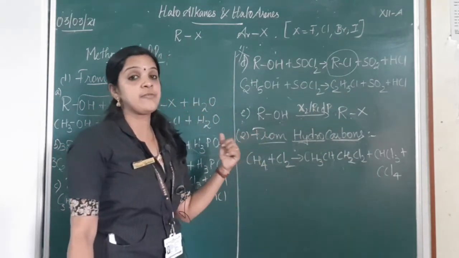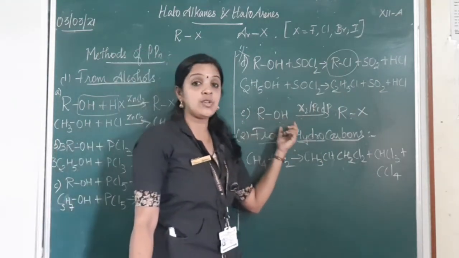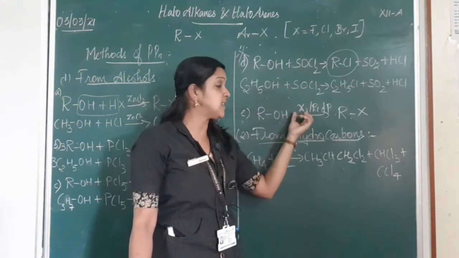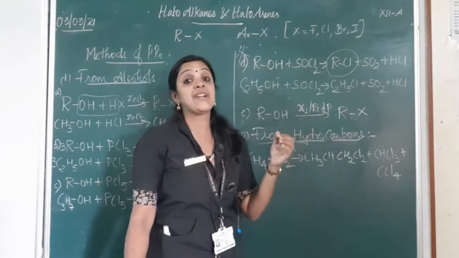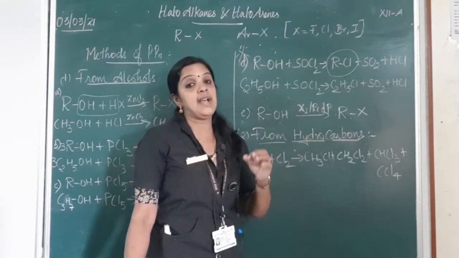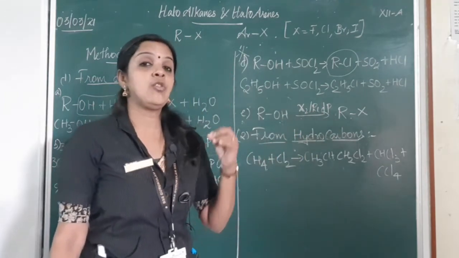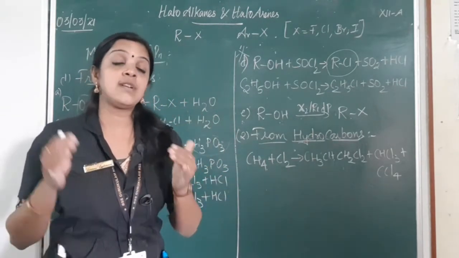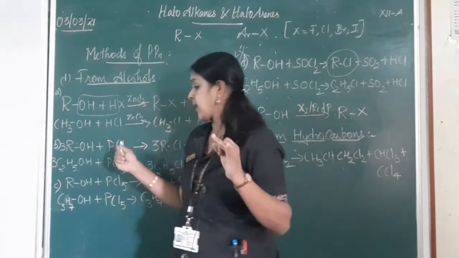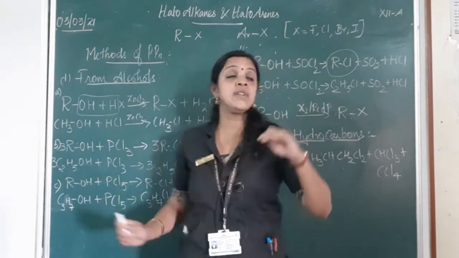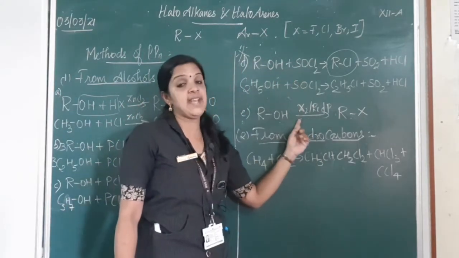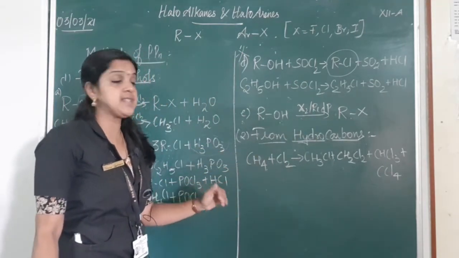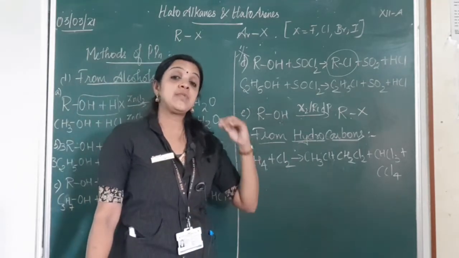The last reaction from alcohols is alcohol treated with chlorine, bromine, fluorine, iodine, anything, X2, in the presence of red phosphorus, and you get your alkyl halide or haloalkane. So these are the five reactions: when alcohol is treated with HCl, PCl3, PCl5, SOCl2 and X2 in the presence of red phosphorus. The next reaction is from hydrocarbons, which we have already learnt.